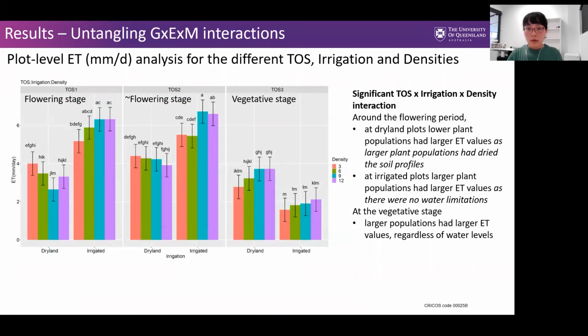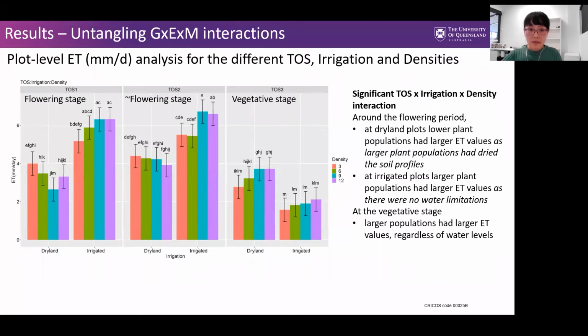A linear mixed model was applied to disentangle the G by E by M interactions on the plot level ET. And the results indicated that there were significant TOS by irrigation by density interactions on the plot level ET. For example, at the flowering stage and at the dryland treatment, the smallest crop population densities had the largest crop water use at plot level. This is because the larger plant population densities had already dried the soil profile at the early growing stages.